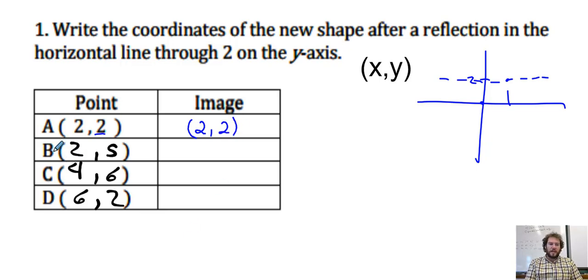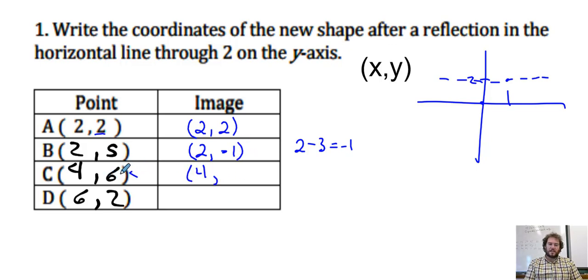Now for point B, we have a value of 2, 5. So again, what we look for is the distance. How far away is 5 from 2? Well, it's 3 units above, so its reflection is going to be 3 units below, or in other words, 2 take away 3, which is -1. And the x values won't change because we're reflecting about the y, right? Just that vertical distance, so 2, comma, -1. Okay, x value won't change.